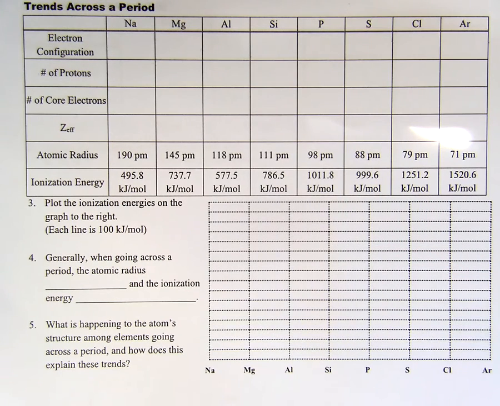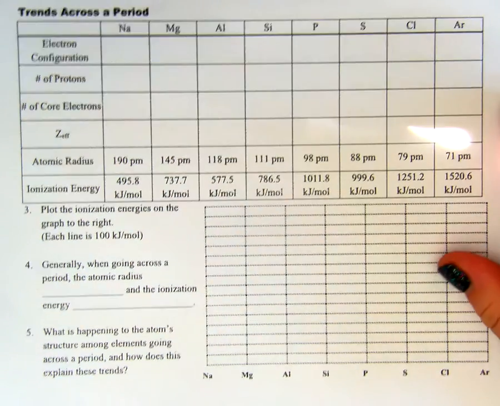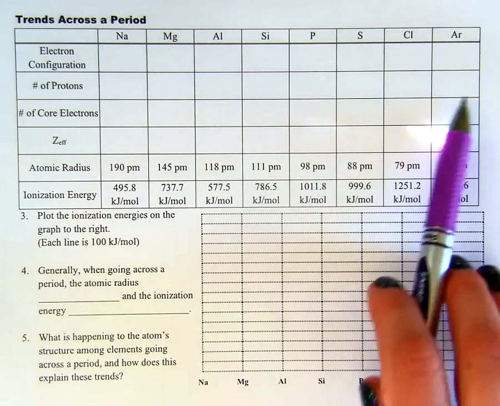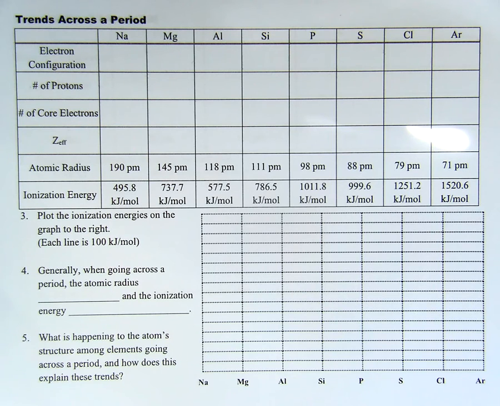So I would like you right now to please pause the video and fill this chart in exactly the same as you did for trends down a family. And don't forget to calculate your Z effective, and it won't all be the same on this one. And please do write the electron configuration in short form. Okay, go ahead. Okay, welcome back. Let's go ahead and get started.